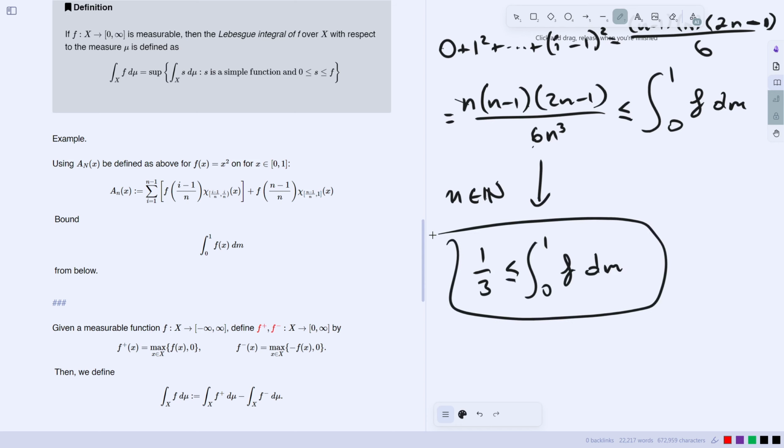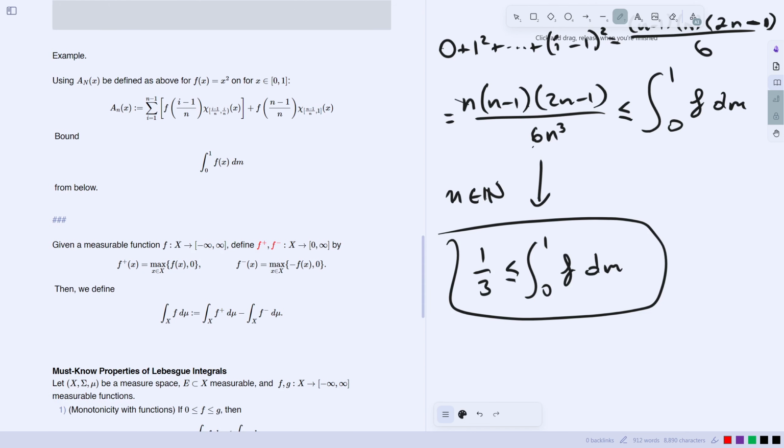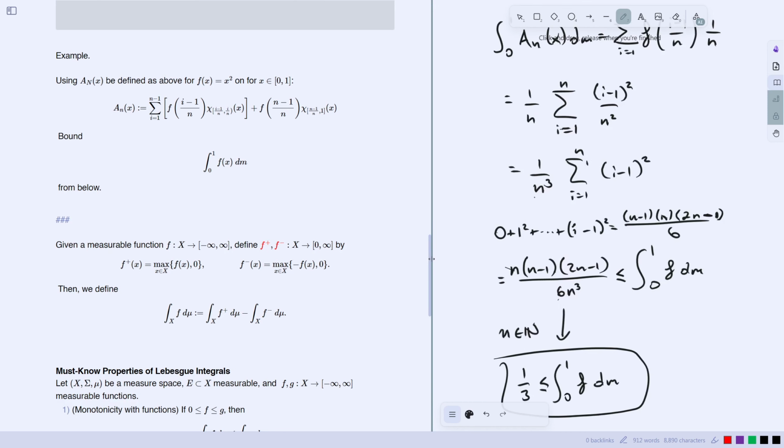Now, to get this to equality, we need the monotone convergence theorem, which we'll discuss in the next lecture. But we just have some things I want to finish up. We're almost done. If you stuck with it this far, good job. You get a pat on the back.